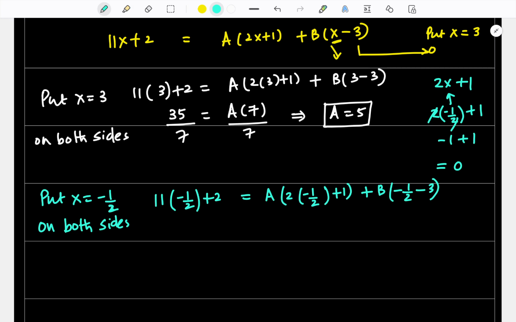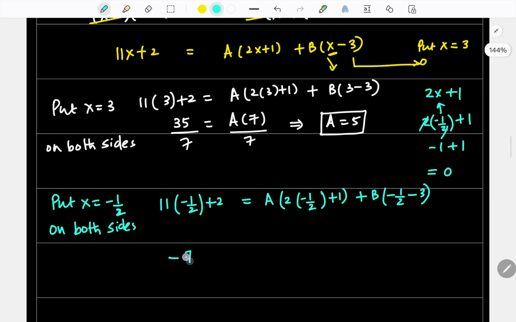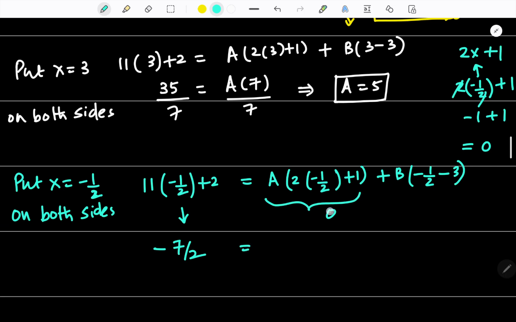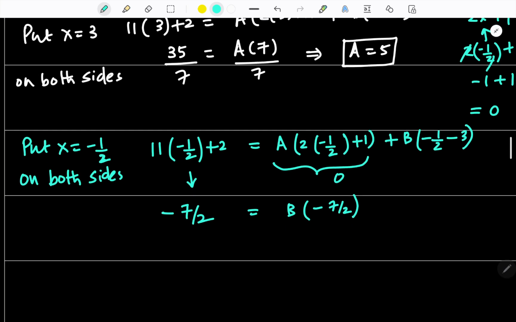Let me check because I'm not sure. So 11 times minus 0.5, that is half, and then plus 2. So yes, negative 7 over 2. This part is going to become 0, so that's why we selected it. And b times this, you can put it in the calculator, no problem. It is going to become minus 2 times 3 is 6, 6 minus 1 is minus 7 over 2. So divide by minus 7 over 2. So b is equal to 1. So we got a is equal to 5 and b is equal to 1.